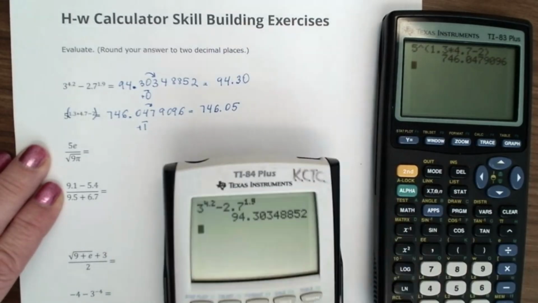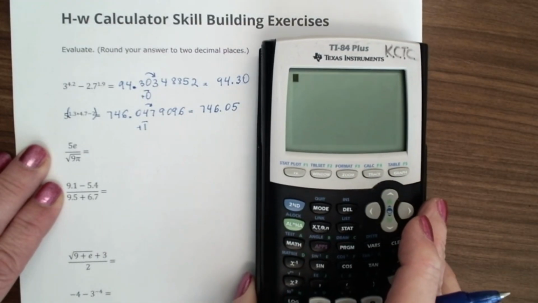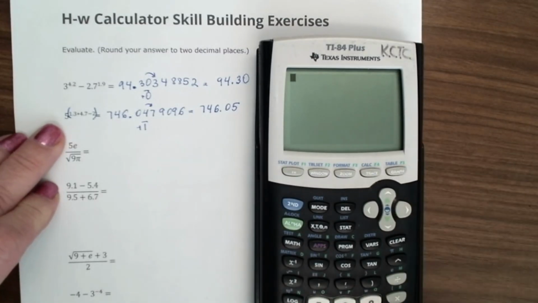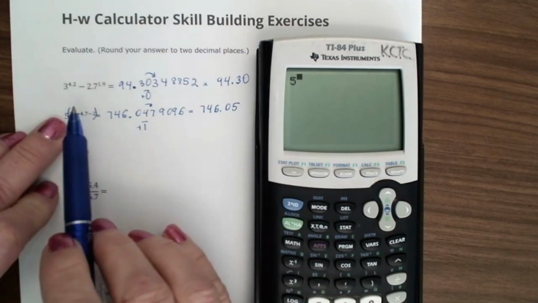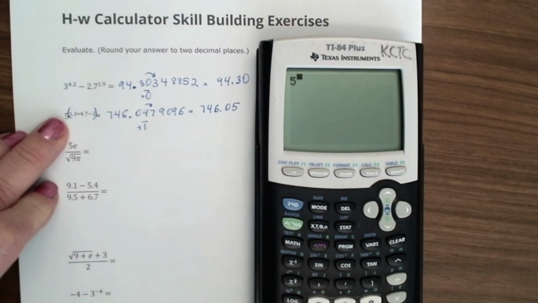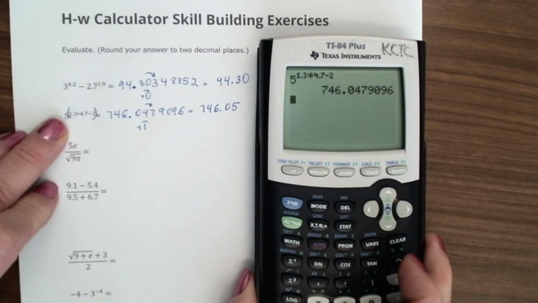Let's do exactly the same problem on the TI-84 calculator. Here it will be a little bit easier because you will have to press 5 to the power, and on this calculator you don't have to put parentheses because everything will be in the power. And you see you got exactly the same answer.